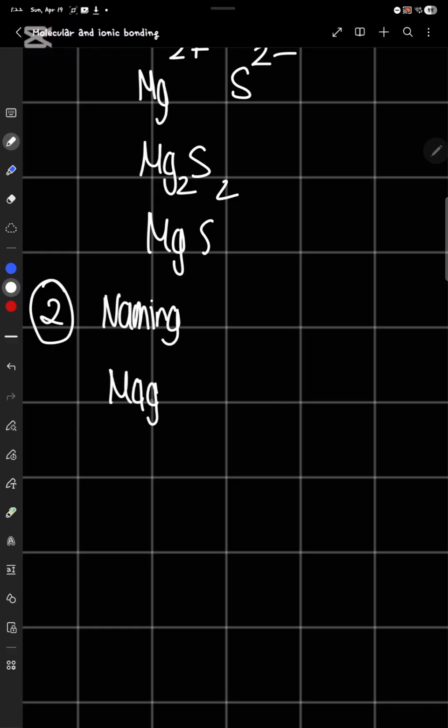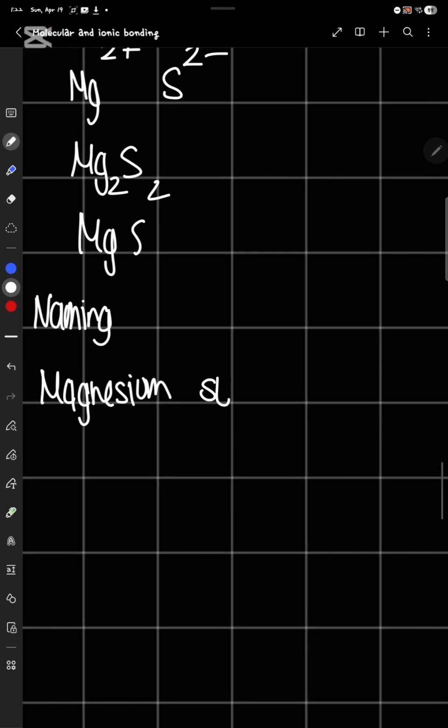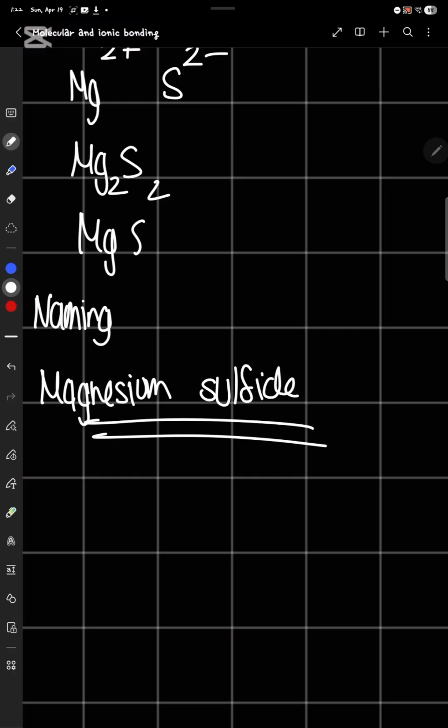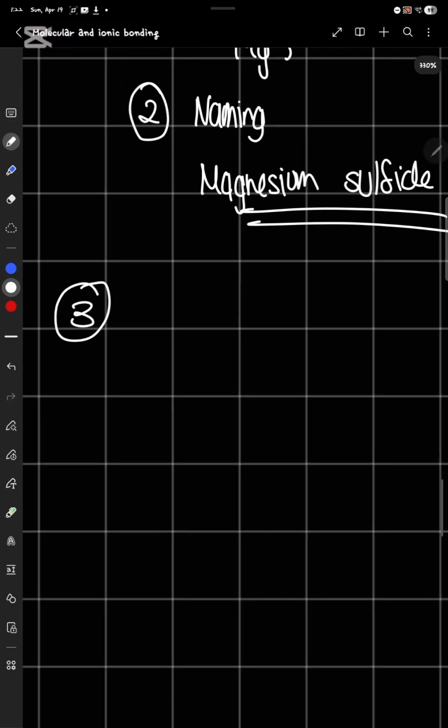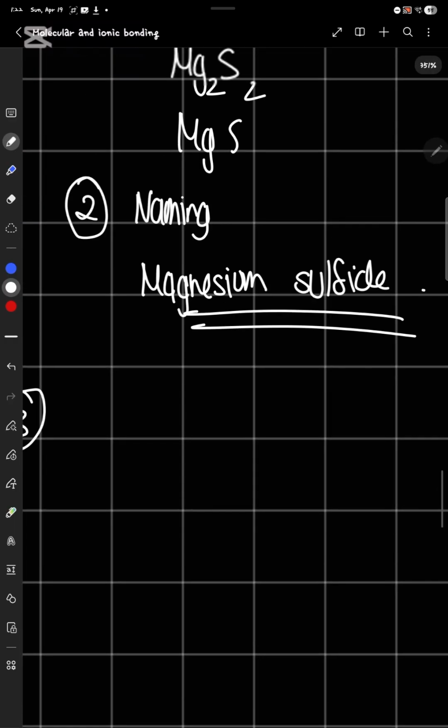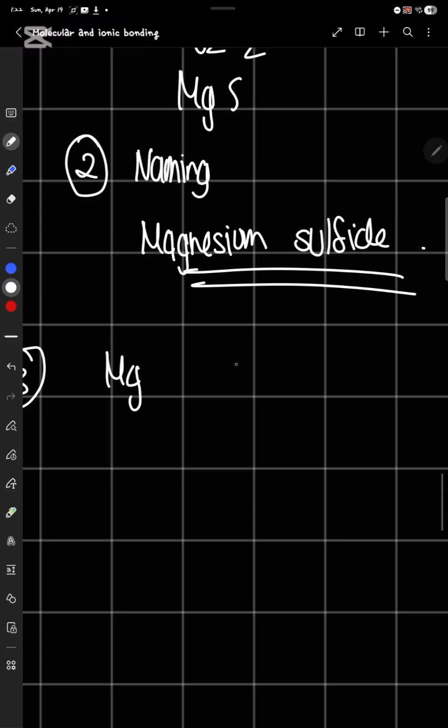Okay. Naming. Write the metal first, and then you write your non-metal, but with the -ide suffix. Okay. That is your name. Now, the final step is to just draw it. You want 1 Mg, 1 S. Okay. S has 6. Mg has 2. Transfer it. There we go.